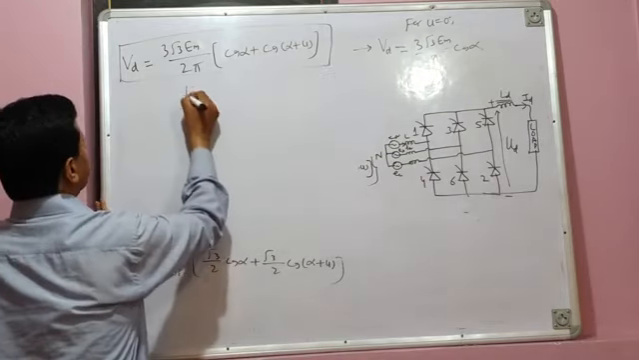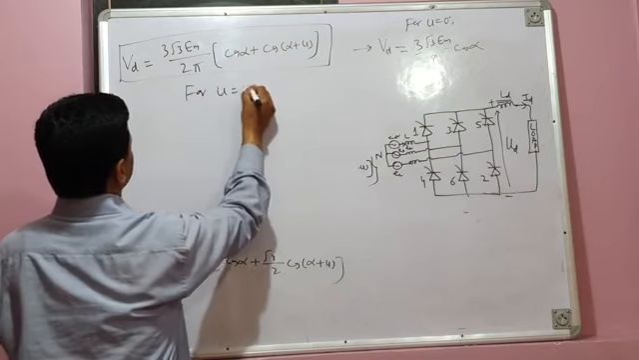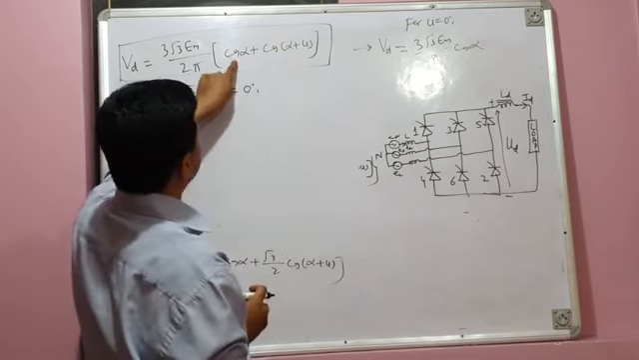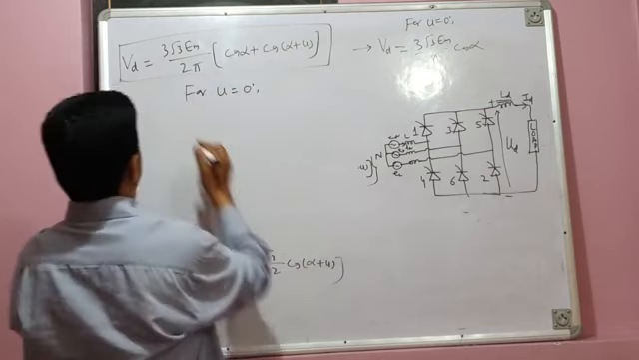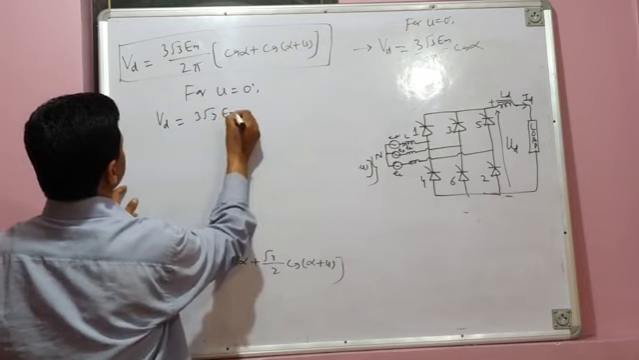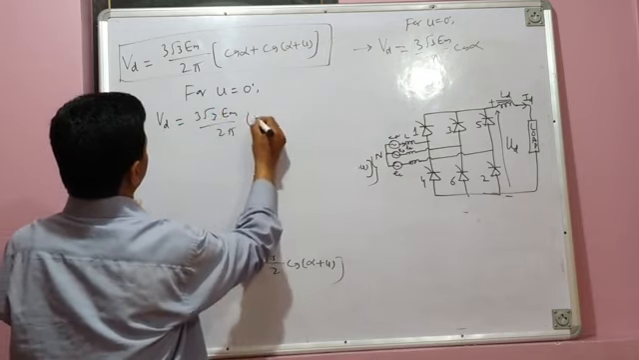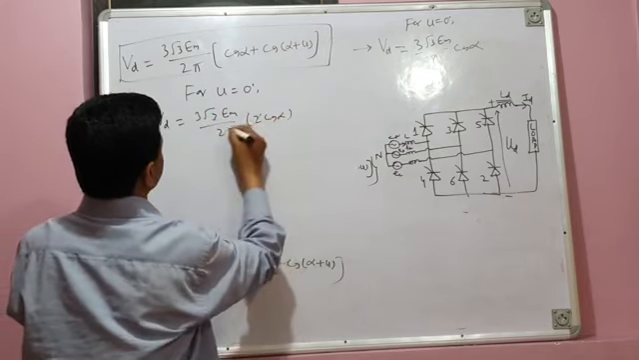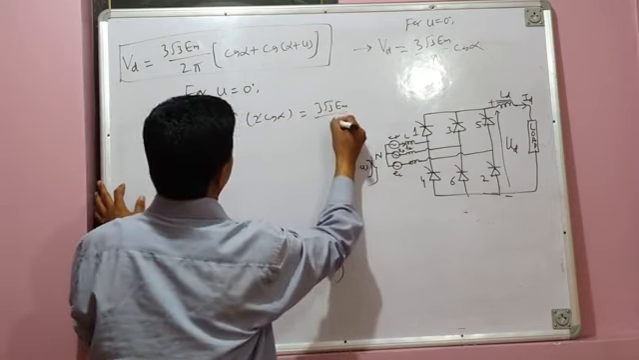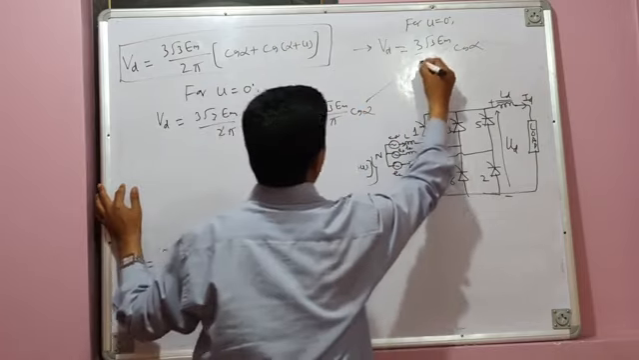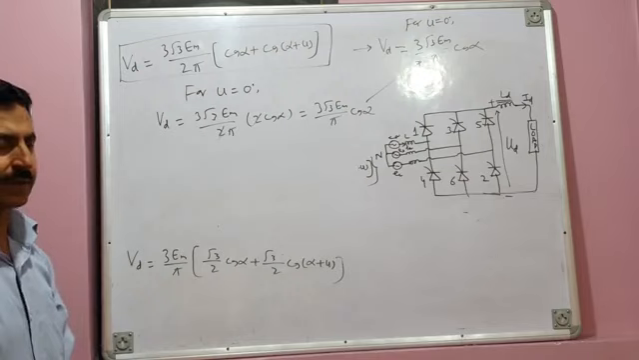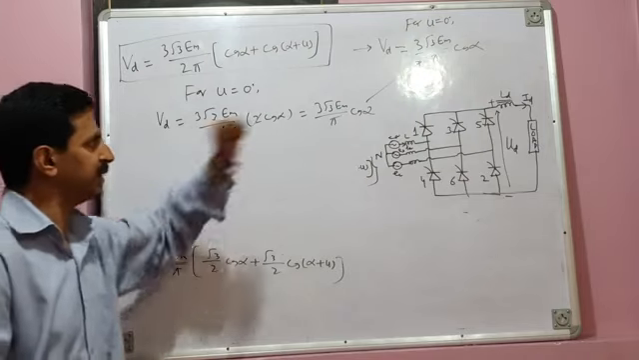So you can see that for u equal to 0, I mean if there is no commutation overlap angle, you substitute u equal to 0 here. So this is cos alpha plus cos alpha, that is 2 cos alpha. Therefore your VD will be equal to 3 root 3 Em by 2 pi into 2 cos alpha. Now this 2 and 2 go, so this will be 3 root 3 Em by pi cos alpha. This is same as this. So that means this equation is correct, because for u equal to 0 it gives me this.